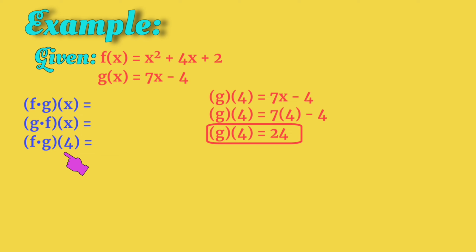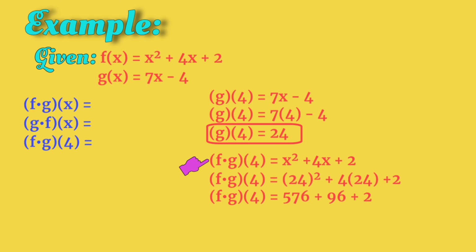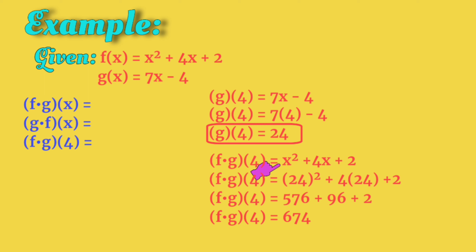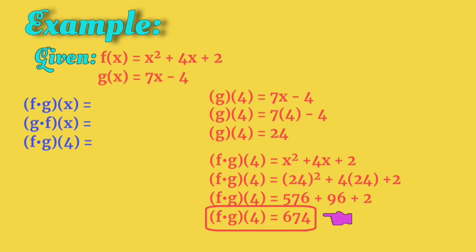Now let's try to solve the entire thing. First, substitute the value of x into 24 since we already have found the value of g of 4. Then multiply 24 by itself, it would be 576. Then 4 times 24 would be 96. Then just bring down 2. Lastly, just add them all up. 576 plus 96 plus 2 will be 674. Therefore, our f composed of g of 4 is 674.